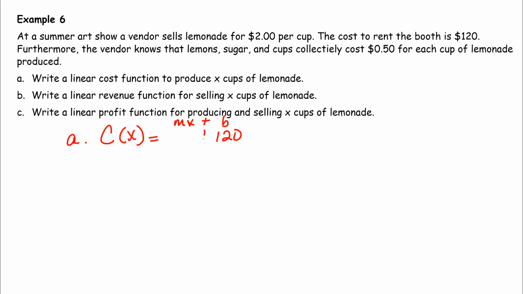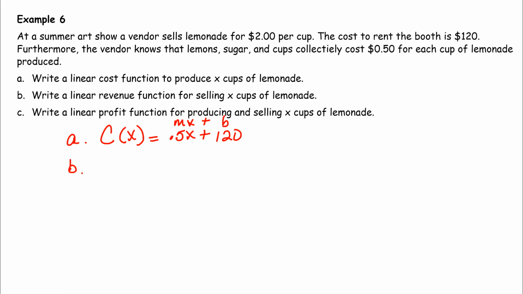And then for each cup of lemonade he sells or makes, he has to pay 50 cents for the cups, the sugar, and the lemons. So that is his M. So 0.5 times the number of cups of lemonade he sells or makes will be his variable cost, 0.5x. So that is the cost function.